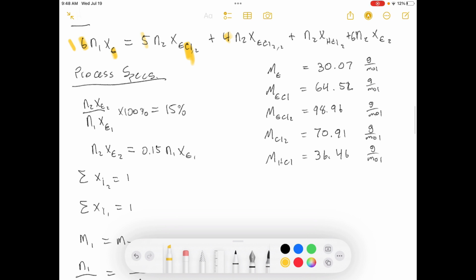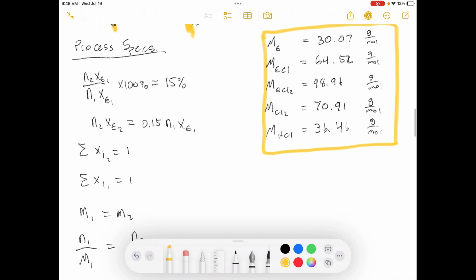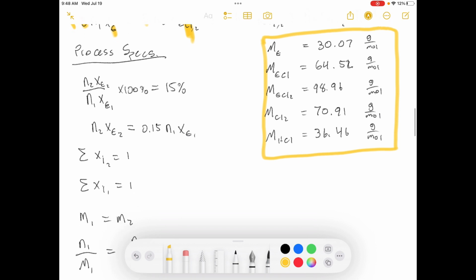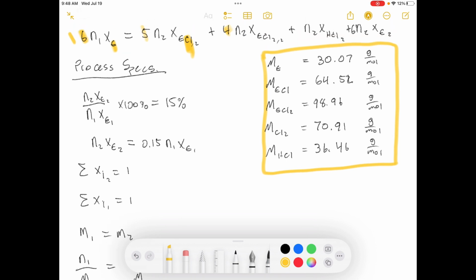Okay, so then I wrote some of these down. You don't actually end up needing them, but I wrote them down just in case we needed to do a mass balance or something like that, but we didn't. We just had to do our molecular balance and our atomic balances, so you don't need these. I wrote them down. Feel free to write them down, but you don't need them for this problem.